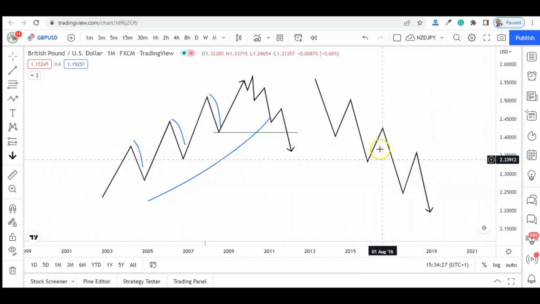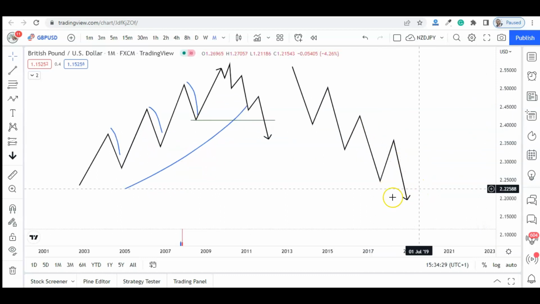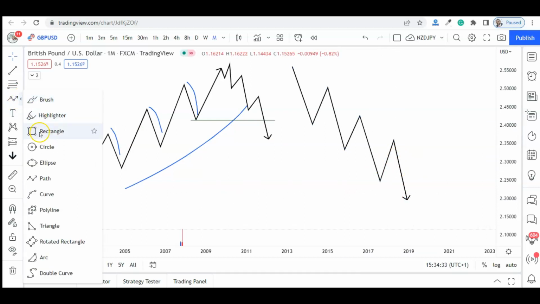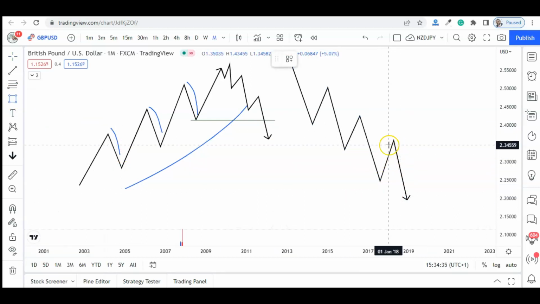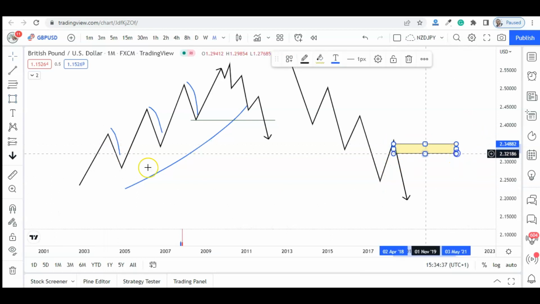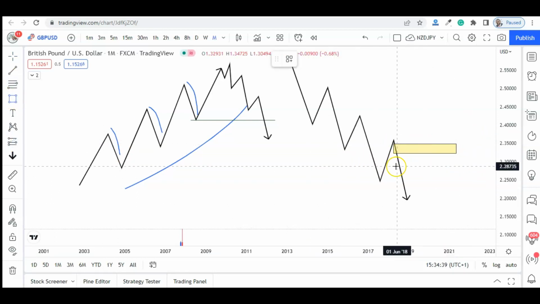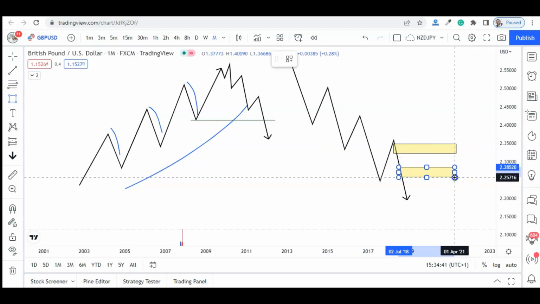Okay, so now what you need to do here is simply identify your point of interest. Identify your point of interest. You might have different point of interest here. Okay, and it's not a guarantee that price will get to all of this.